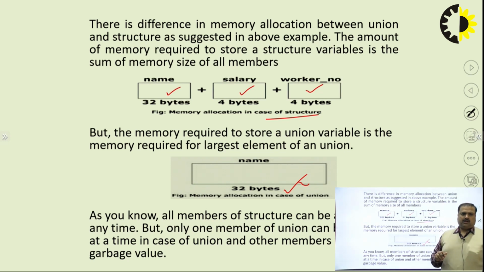You know that all members of a structure can be accessed at any time in the program, because they are stored in independent memory locations. Whereas in the case of a union, only one member will be valid at a time, because each member is sharing the same memory location.